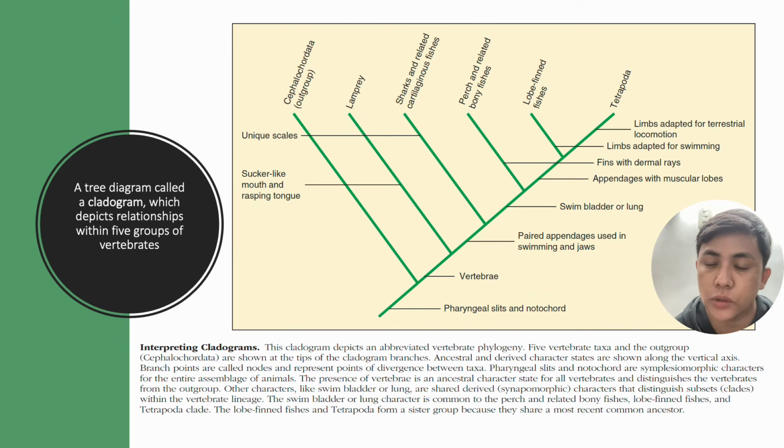This diagram shows a cladogram, which is basically a family tree of species. It visually represents how different groups such as vertebrates are related through common ancestors. Each branching point or node represents a divergence, where one ancestral species gave rise to two or more descendant species. The closer two groups are on the tree, the more recently they shared a common ancestor in evolution.